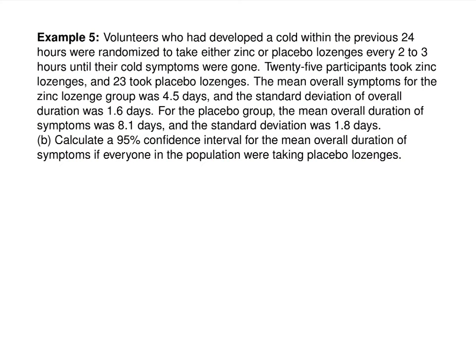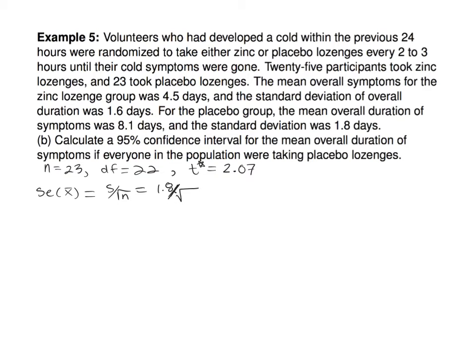All right, next let's do the same thing for placebo. So here our sample size was 23. So the degrees of freedom is 22, giving us a value of T star that is 2.07. The standard error of x bar, S over root n. Well, in this case, the standard deviation from the sample was 1.8 over root n, which is root 23. This comes out to be approximately 0.38.